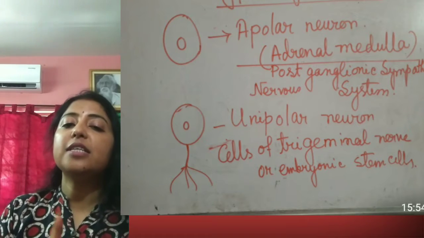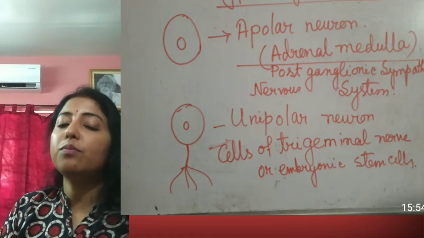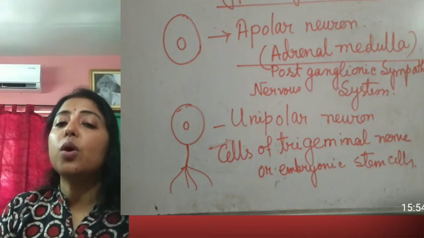Okay, second one is unipolar. Uni means one, that means it has one pole, one branch. That means only axon is present, not dendron. They are known as unipolar neurons. Unipolar neurons we can see in trigeminal nerves. Not only there, we can also see them in some invertebrates and lower classes of animals, and in some embryonic stem cells.